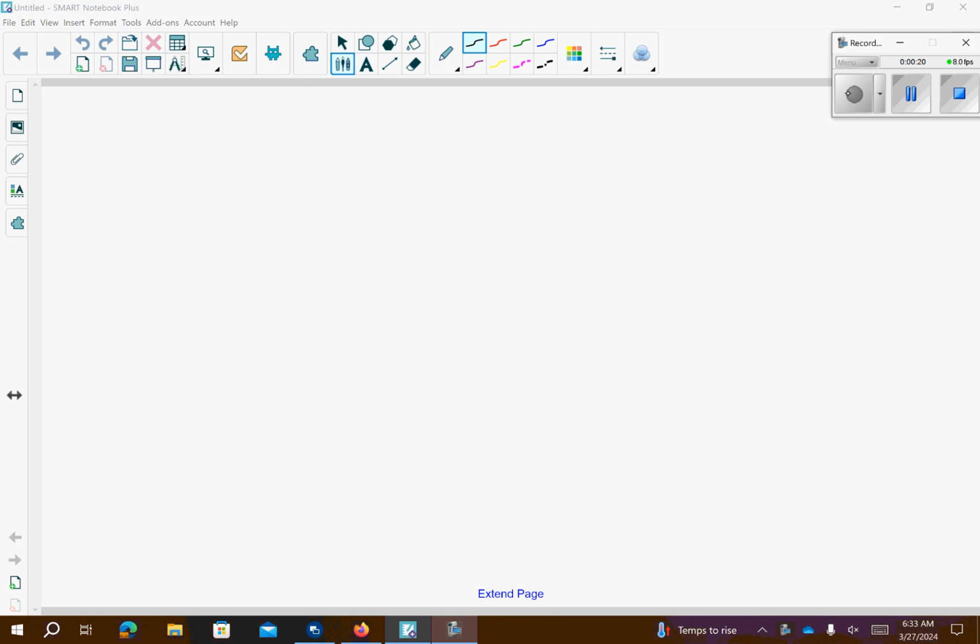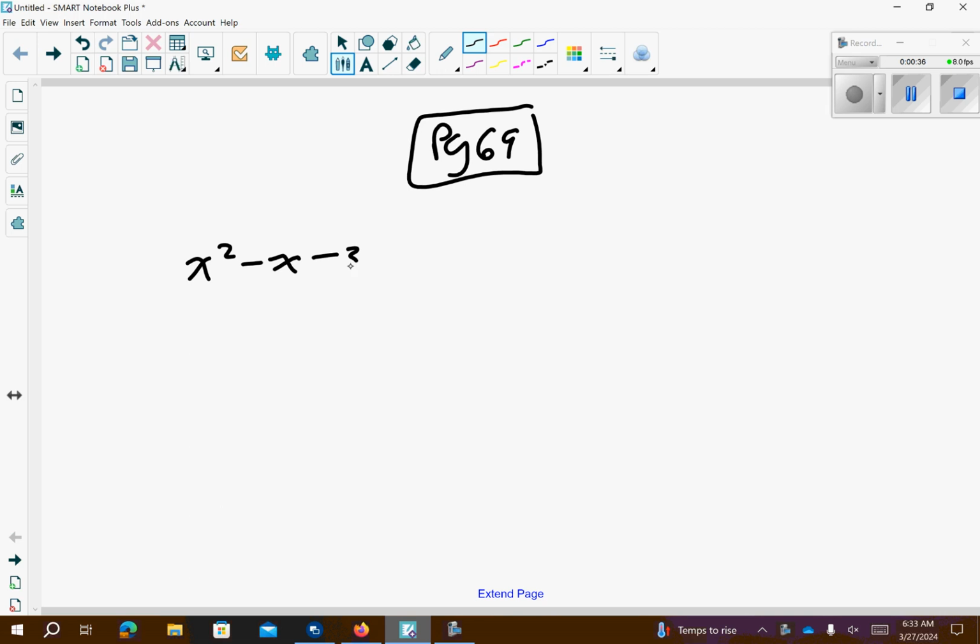I'm going to be on page 69, page 69 in your workbook. First thing I want to take a look at, this is not part of your notes, but down towards the bottom, I want you to think about this problem. This is a problem that we definitely would have seen before. So think about how we factor this.